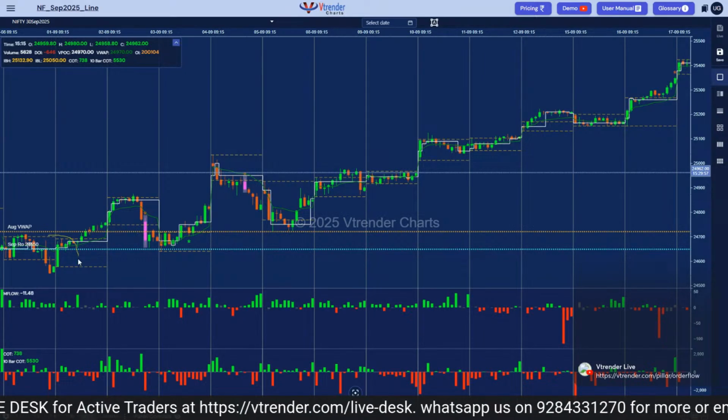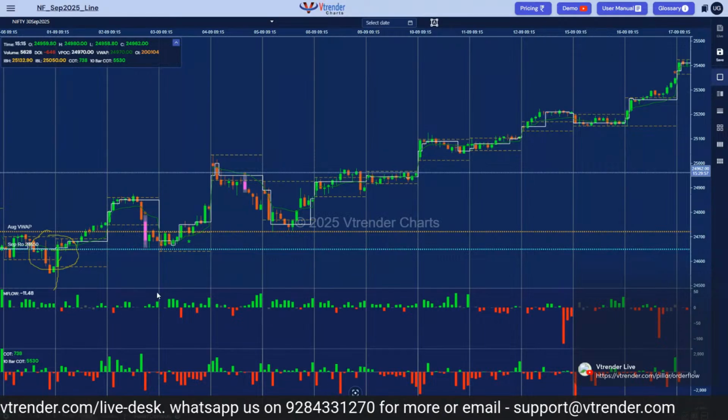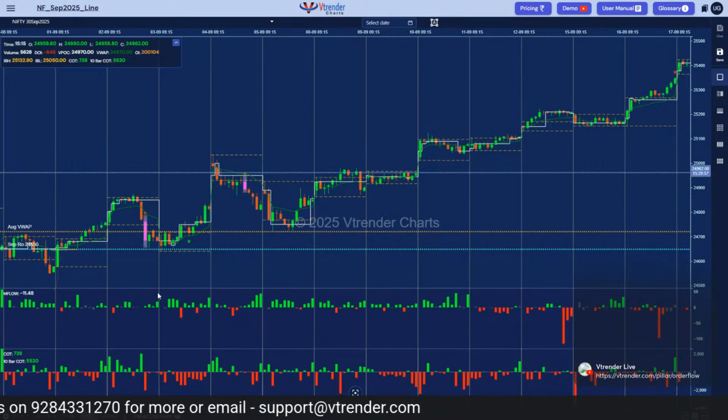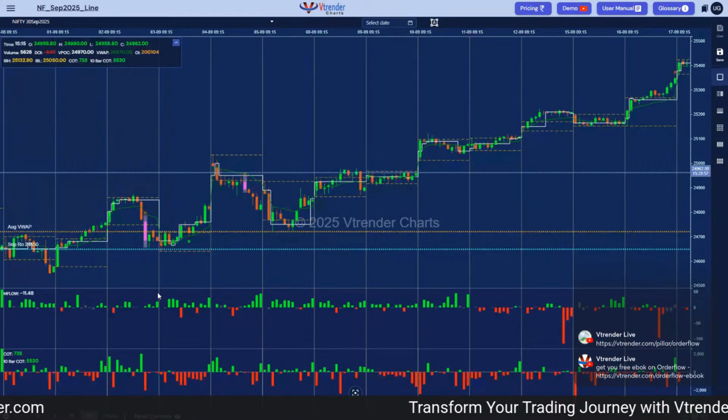how on the first day of September we got this big green bar closing above the rollover point. So we are very clear about what bias we need to have regarding the rollover point. Above the rollover point we are bullish, below the rollover point we are bearish.